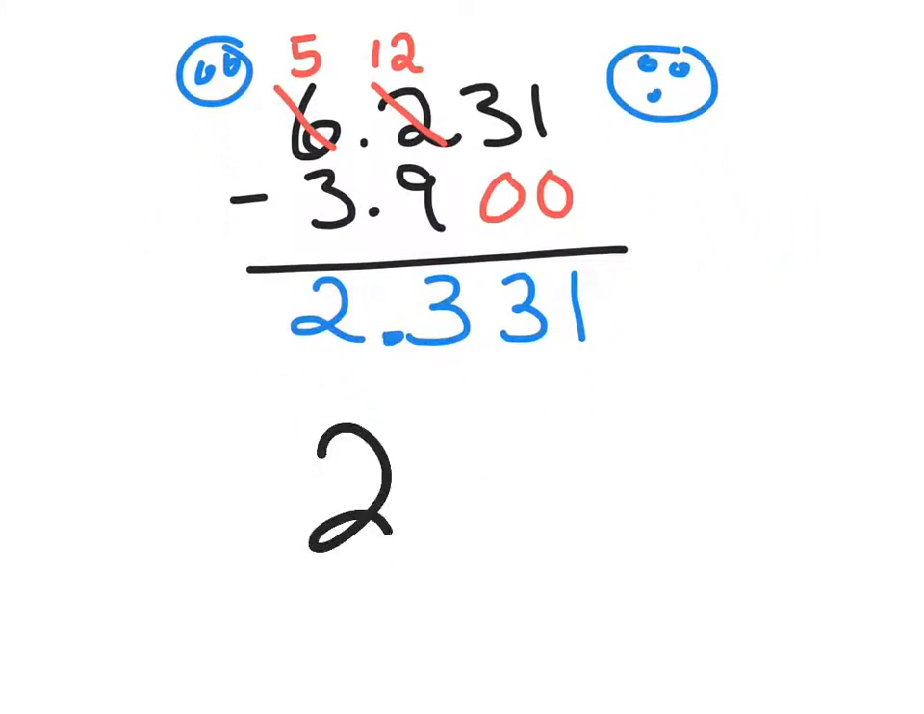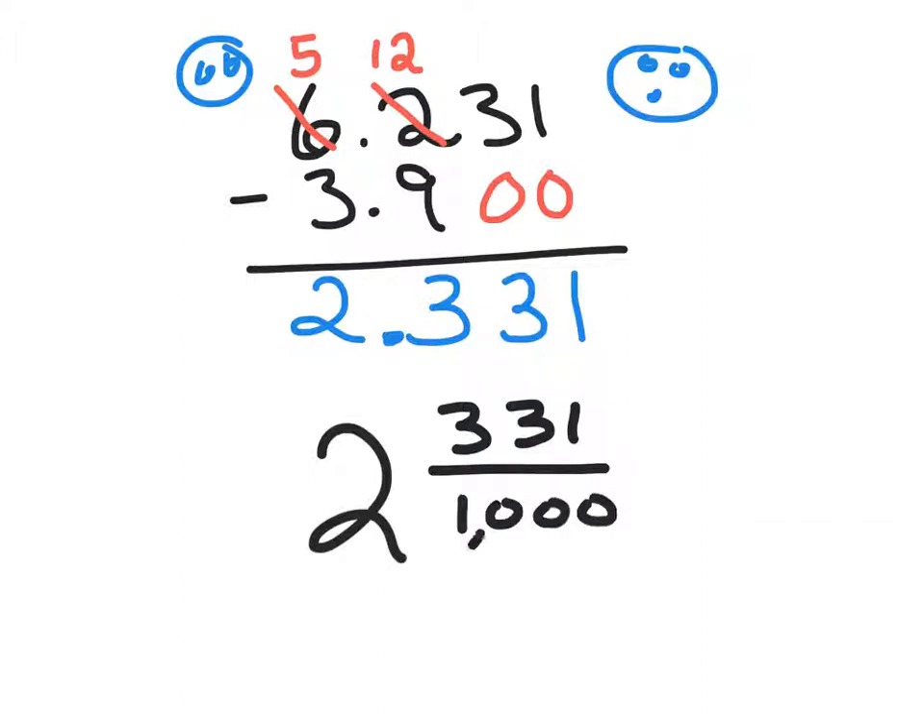Now, you can also write that just like this. You can go 2, and then you're going to write the 3, 3, 1 right above there. And now, since this is in the tenths, this is the hundredths, and this is the thousandths place, that means I'm going to put that over 1,000, right? And then you can say it like this: 2 and 331 thousandths. That is correct, my friends.